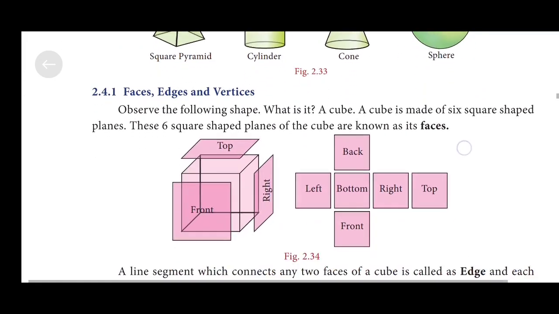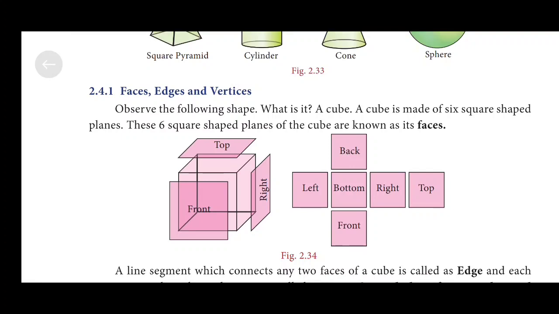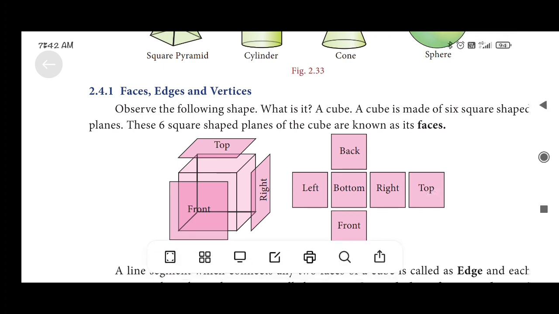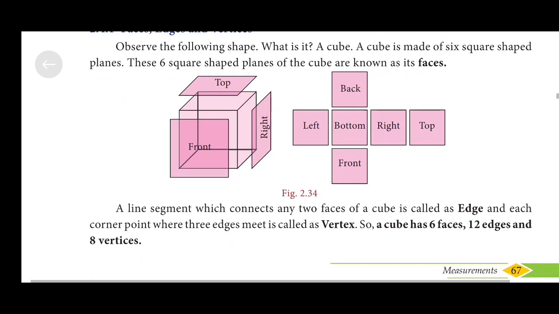Understand? So now, faces, edges and vertices. These are very important. How many faces are there in a cube? Okay, so a cube is made of 6 square-shaped planes. If you take a square box, or you can see a dice, how many faces are there? We can see 6 faces: left, right, back, bottom, front, top. Understand? So these are the 6 faces.